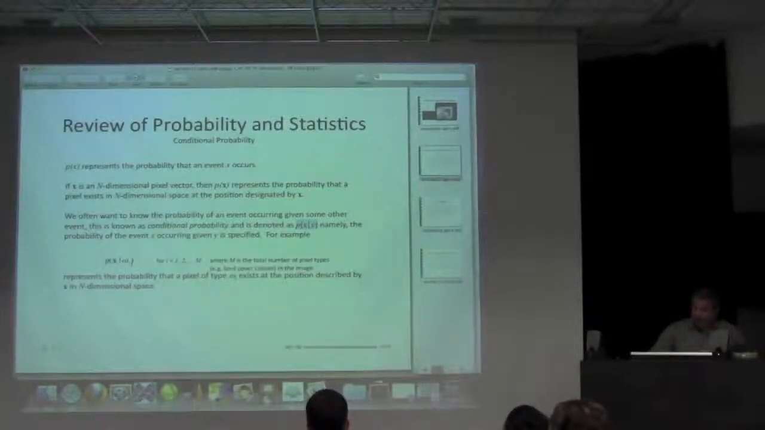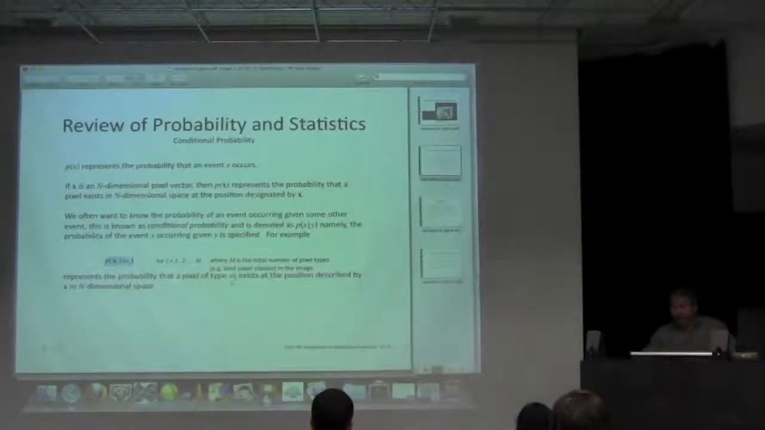In the multispectral case, or in the multivariate case, we could represent that. And specifically, for what we're trying to do here, land cover classification, what I'd like to represent as a conditional probability is the following. It's the probability that X has occurred, given that I'm looking at class type I. Remember that omega sub I is the class that we're looking at. So this represents the probability that a pixel of type omega I exists at a position described by X in n-dimensional space.